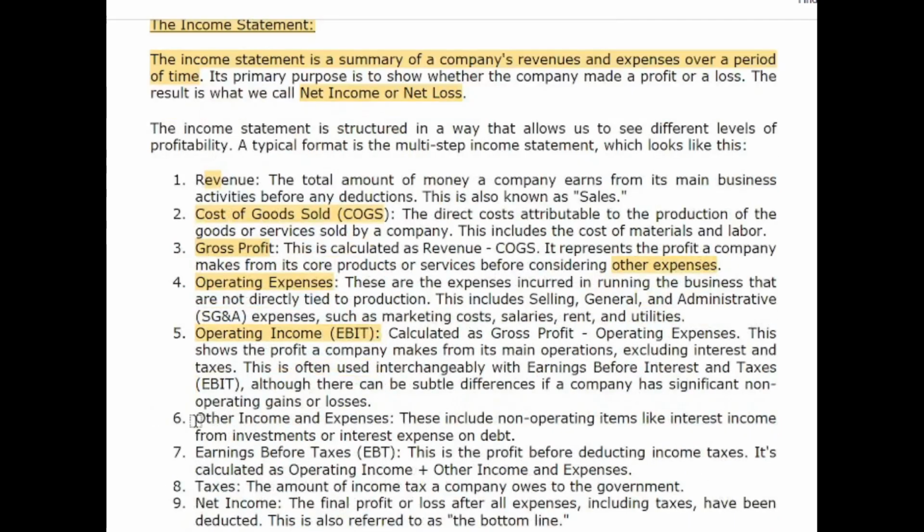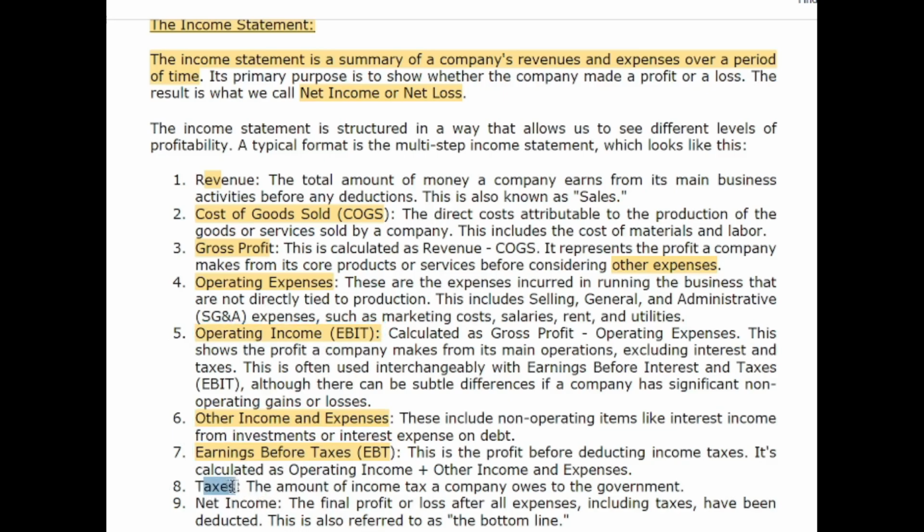The next part is other income and expenses. This includes non-operating items like interest income, income from other investments or any other activities, or expenses belonging to any other activities. All these heads or accounts are shown in the other income and expense section. The next one is income before taxes. That means you adjust all this other income and expenses from operating income to see income before taxes.